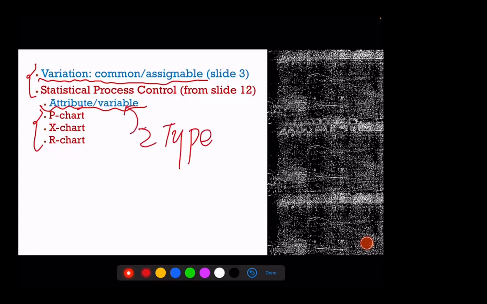One is variable, another is attribute. What is the difference? What does it mean? If I ask you whether a P chart is an attribute chart or a variable chart, you need to have that idea about it. So you need to have an answer for this question.